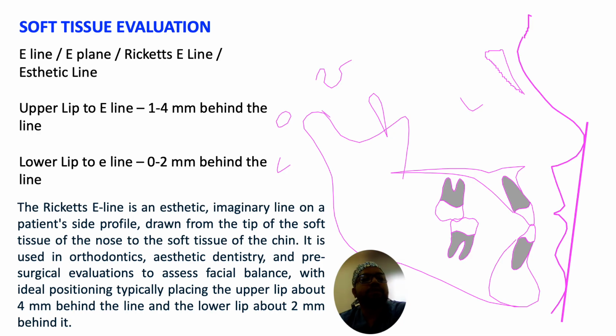Soft tissue evaluation: E-line, Ricketts E-line, or esthetic line. Soft tissue pronasale, soft tissue pogonion, the line, and the upper lip to E-line distance and lower lip to E-line distance will give you the lip protrusion or retrusion condition in relation to the E-line. The upper lip is 1 to 4 millimeters behind, and the lower lip is 0 to 2 millimeters behind. It also depends on race and ethnicity, and may vary with races and ethnicity. This really gives a very good conclusion about upper lip and lower lip protrusion.